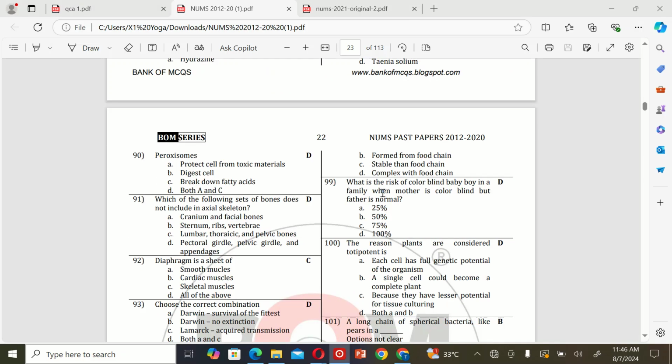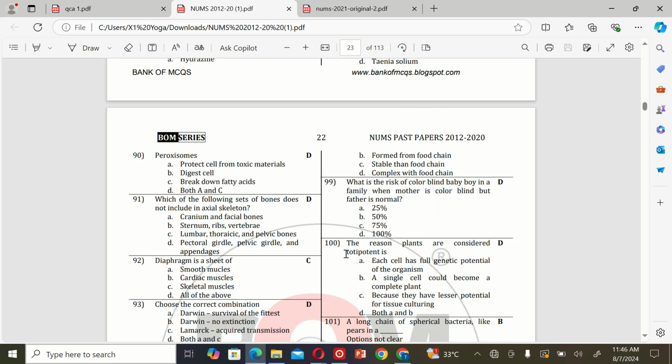The next MCQ is, what is the risk of colorblind baby boy in a family when mother is colorblind but father is normal? A. 25%, B. 50%, C. 75%, and D. 100%. So the correct option is D, 100%.